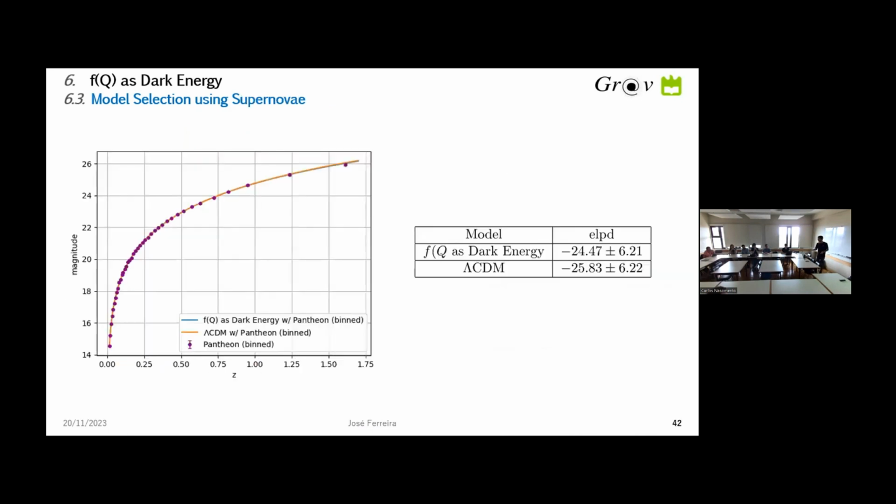Then we try to assess whether type 1a supernovae could actually make a distinction. So we use type 1a supernovae from the Pantheon sample. Once again, on the left, we have the best fit curves for both lambda CDM and this model of f(Q), and on the right, the corresponding ELPD. Just like in the previous case, no distinction between the two models can be made, which means that this model of f(Q) is also perfectly able to replicate the dynamics of type 1a supernovae in isolation.